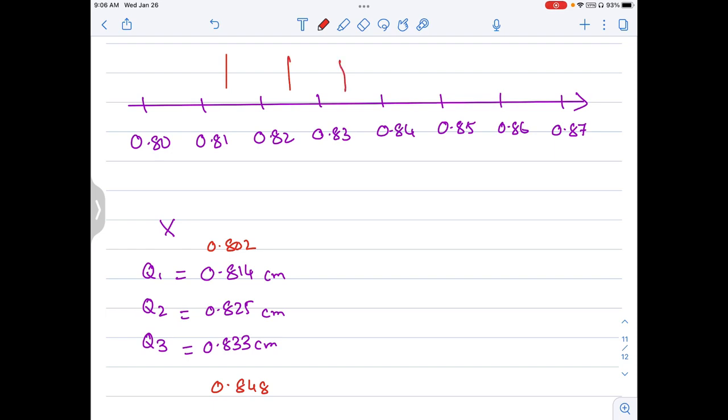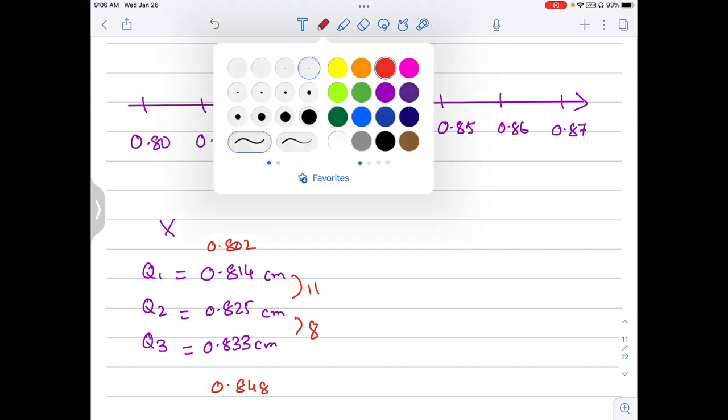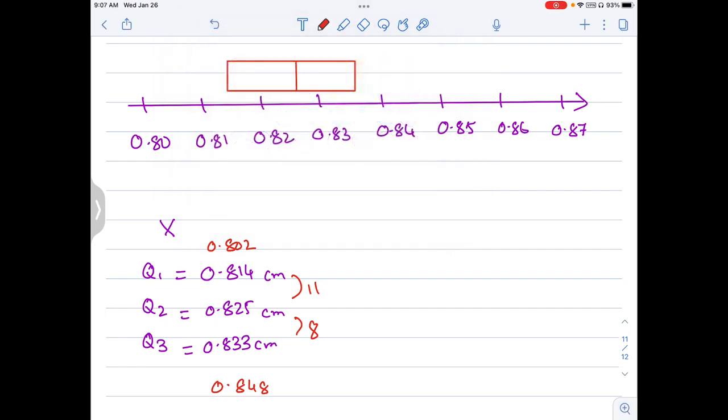It doesn't come neatly, right? So what am I going to do? I'm going to directly draw a box from 0.814 to 0.833, and the line at 0.825 is the Q2. You can see this difference is 11 and this difference is 8. So your left-hand side should be somewhat bigger than the right-hand side, and it goes up to 0.802 with a whisker, and up to 0.848 with a whisker.